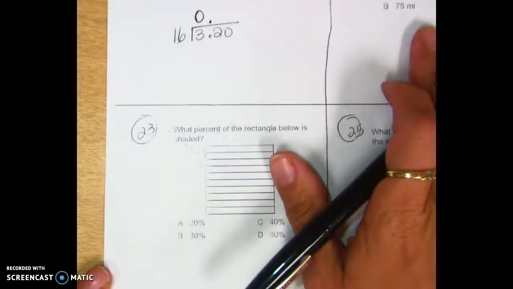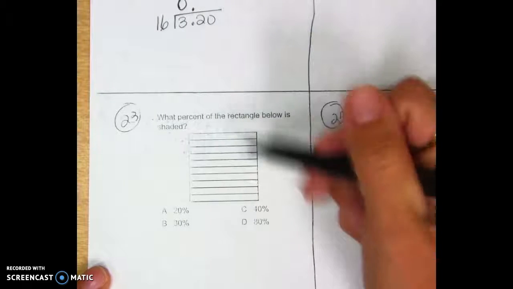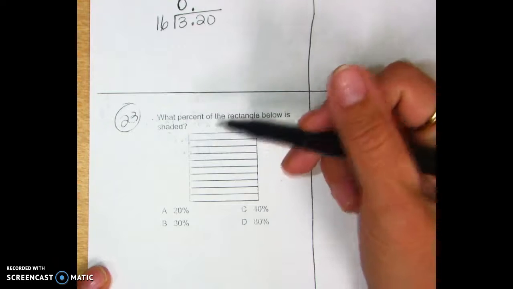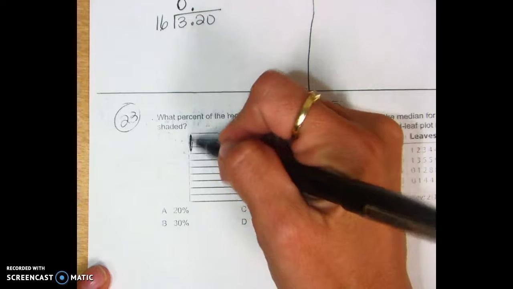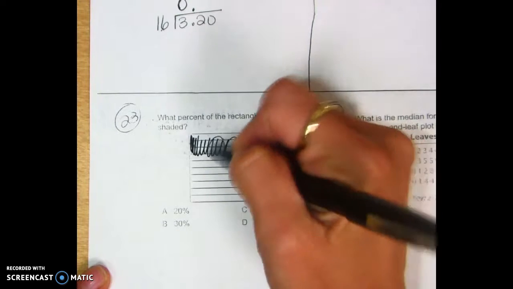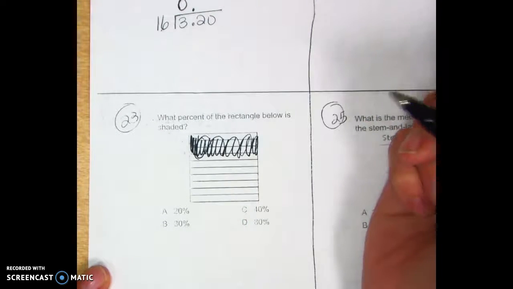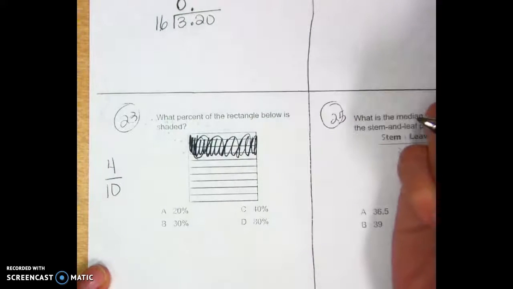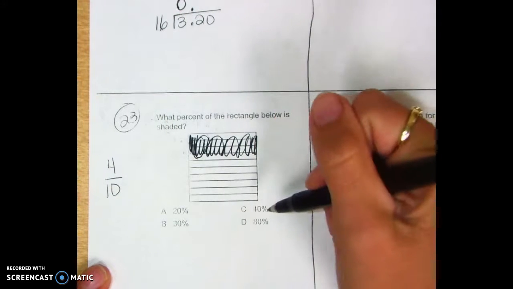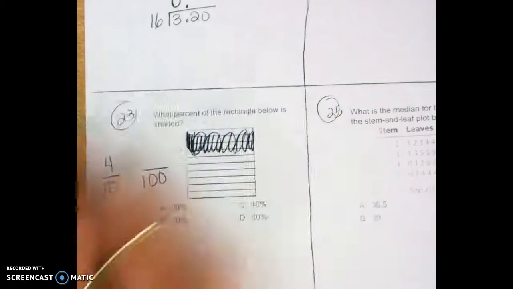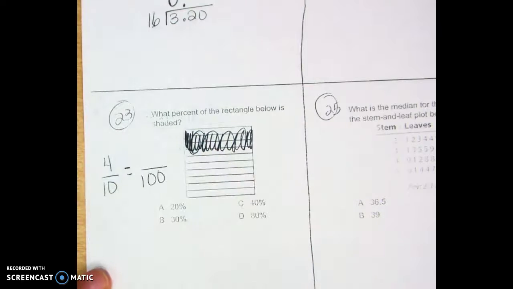All right, number 23. So the copy machine didn't work real well and I didn't notice it. So it says what percent is shaded. The first 4 rows are shaded. That's what should be shaded on there. So that is 4 rows out of 10. So there's 10 total, and I want to know what percent that is. Percent, remember, means out of 100, so solve your proportion there. If it's 4 out of 10, I want to know how much out of 100.